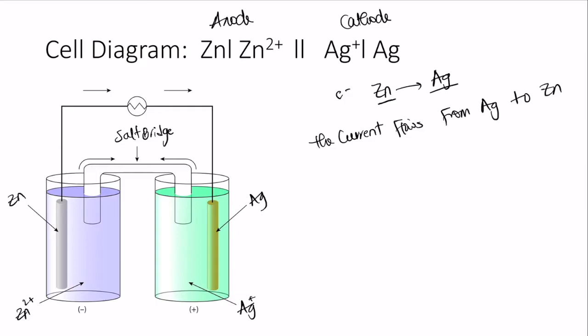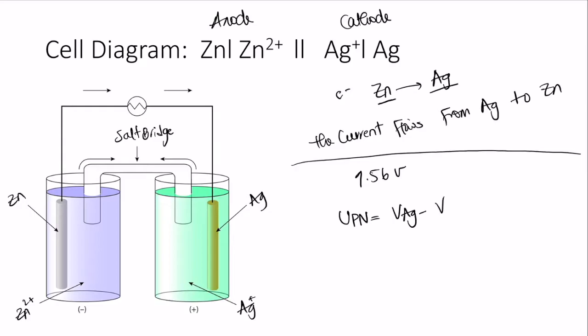Now what I'm interested in is what the voltmeter indicates in this case. The voltmeter indicates 1.556 volt. What does this mean? This means that U_PN, which is equal to the voltage, is equal to V_Ag, the potential of the cathode, minus V for the anode, which is Zn.